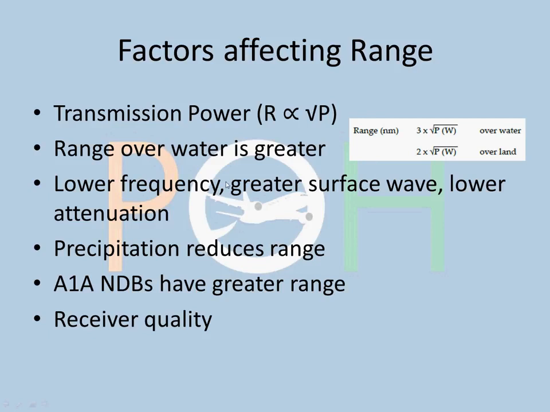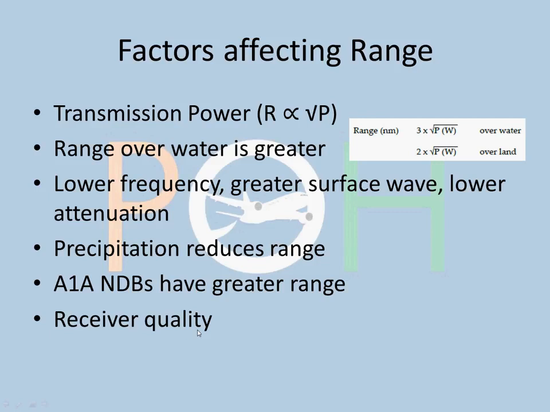Then lower frequency, because ADF uses lower frequency, greater surface wave, lower attenuation. This is what affects the range. If it's lower frequency, greater surface wave and lower attenuation, it travels farther. Precipitation reduces range, of course, as we discussed. It decreases accuracy also, and it also reduces the range. A1A NDBs have greater range, and receiver quality also affects the range.